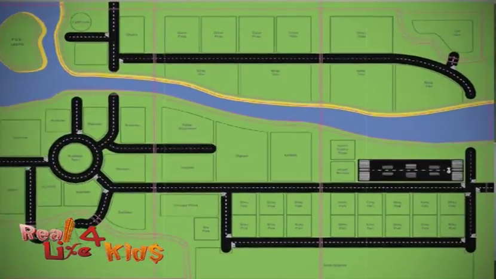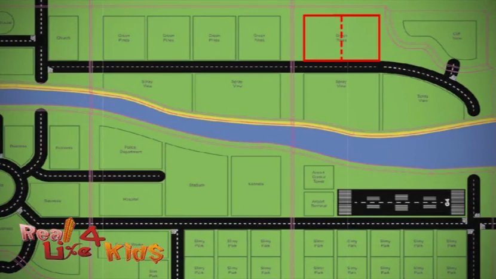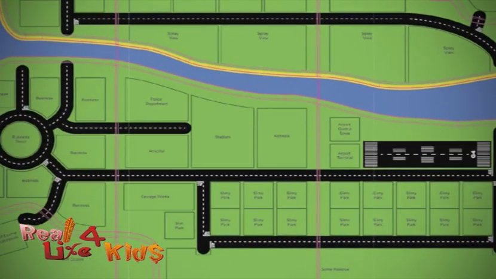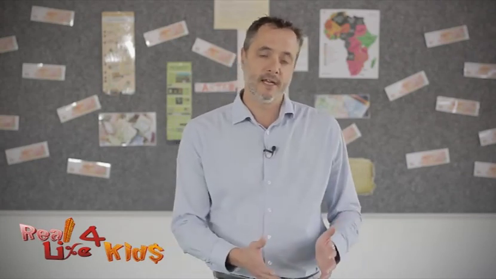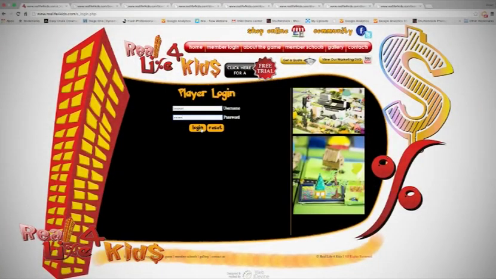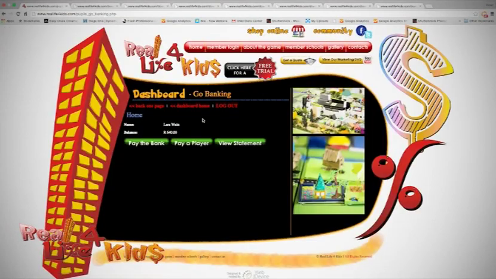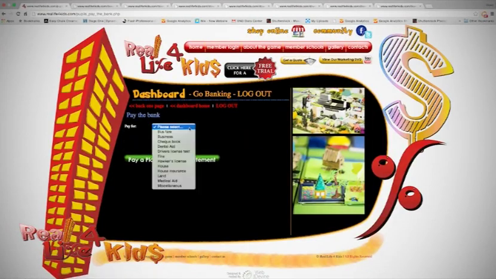This one here in Green Pines can be divided into two, and I have an extra property here in Slim Park that can be sold to those children. Don't reveal those unless you have to. Now that they've bought a piece of land, they'll be required to log into the website and pay for their land via an EFT transaction to the bank.